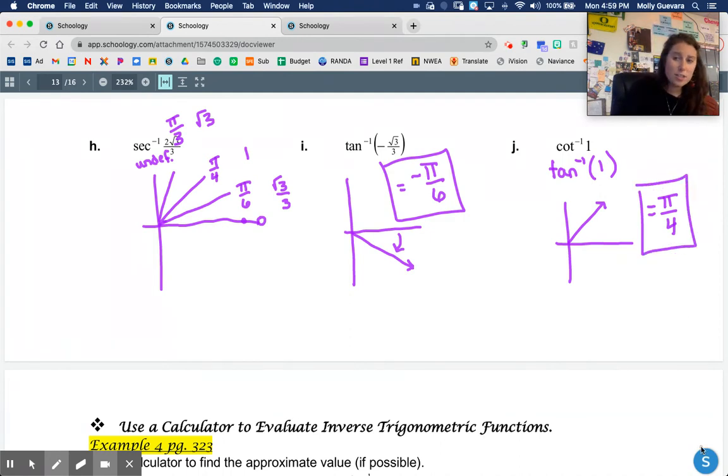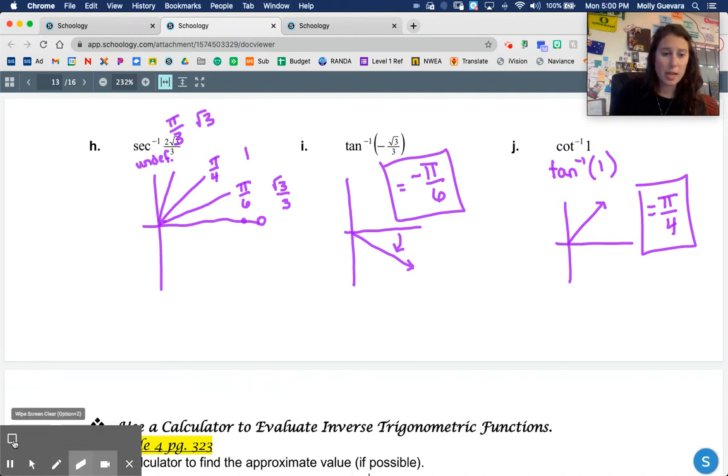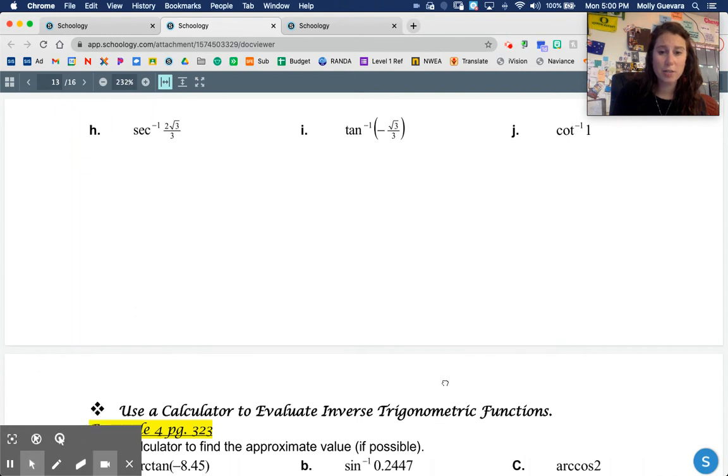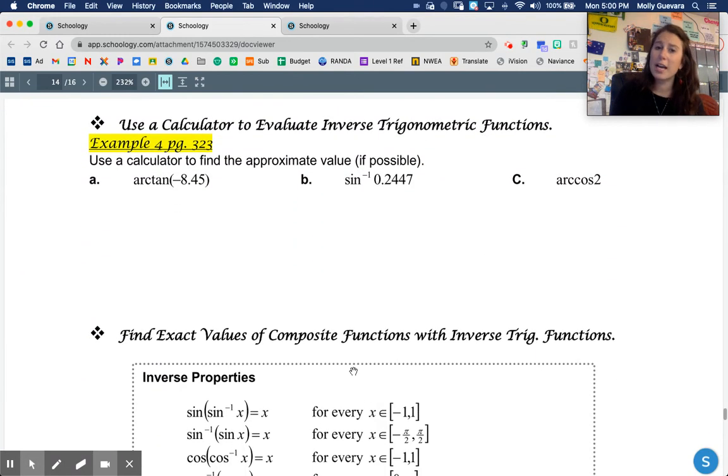So tangents are a little bit more tricky just because you have to do a little bit of extra work to find them. Or again, if we can just know the tangents in quadrant 1, then we should be set with finding the tangents in quadrant 4 as well. The last thing we're going to do before we move on to some application and review is looking at how we do this in our graphing calculator, okay? So it says use a calculator to find the approximate value if possible.